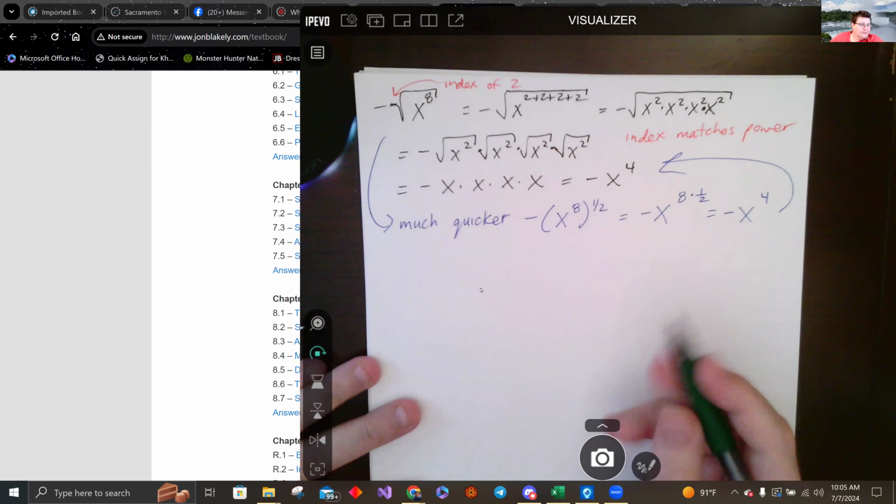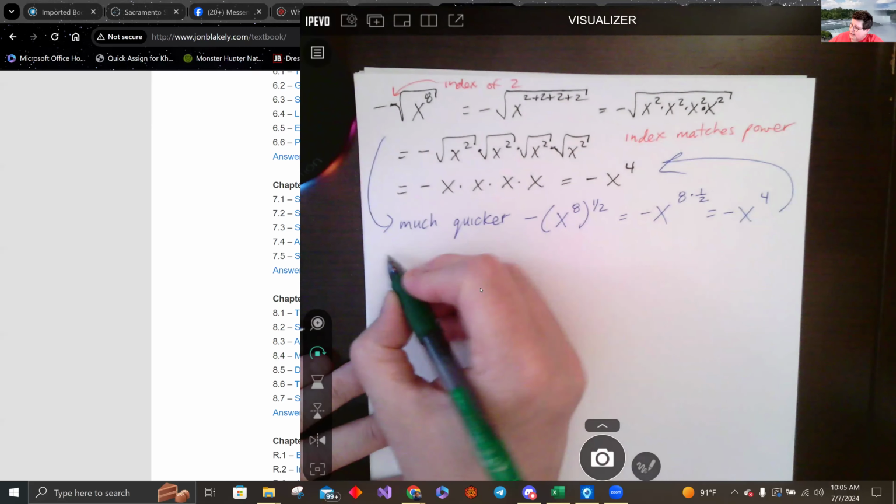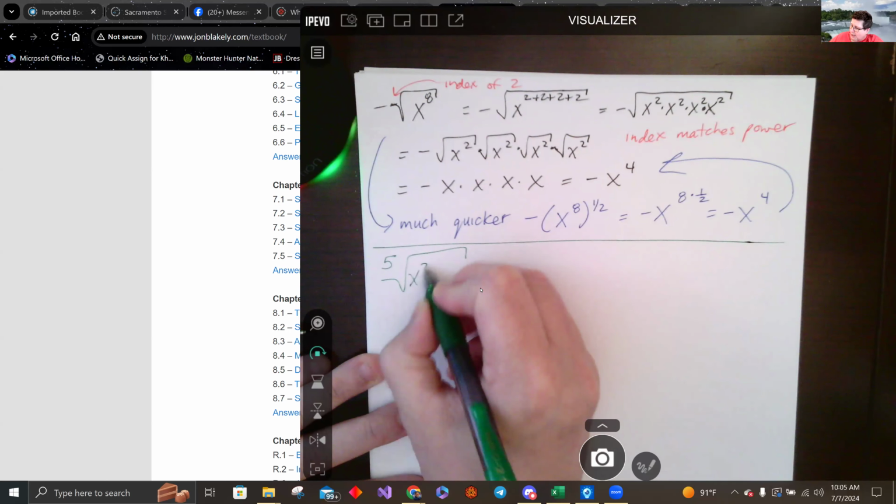All right, let's give you another one to take a crack at. Why don't you guys try the fifth root of x to the 20, y to the fifth power?